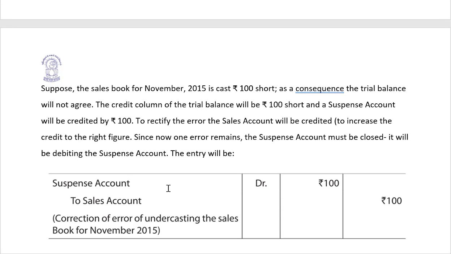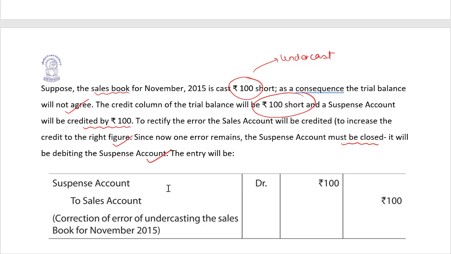Suppose the sales book for November 2015 is undercast by 100, that is, falls short. As a consequence, the trial balance will not agree. The credit column of the trial balance will be 100 short and the suspense account will be credited by 100. To rectify the error, the sales account will be credited to increase the credit to the right figure. Since now one error remains over there, the suspense account must be closed. It will be debiting suspense account.